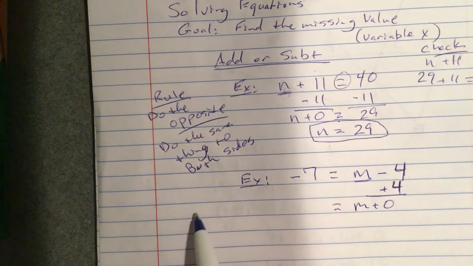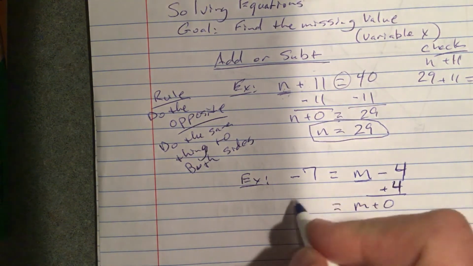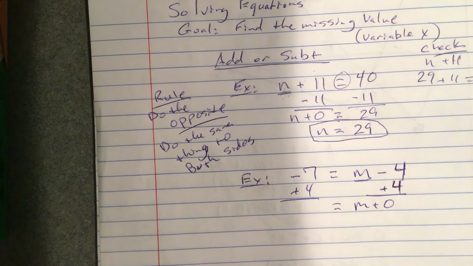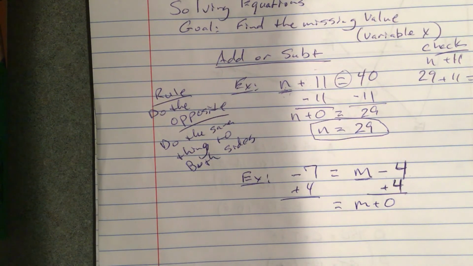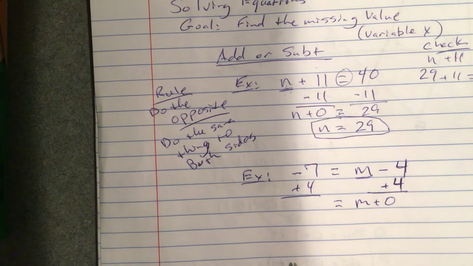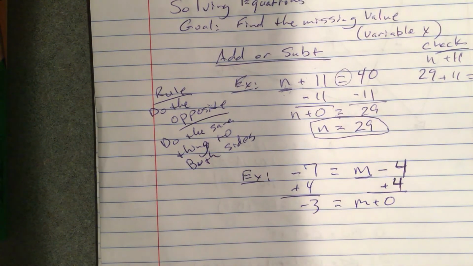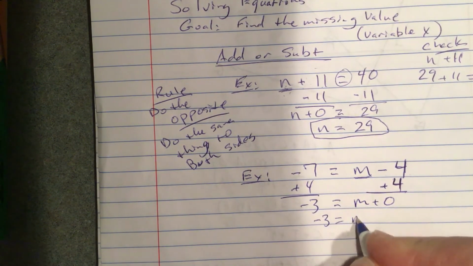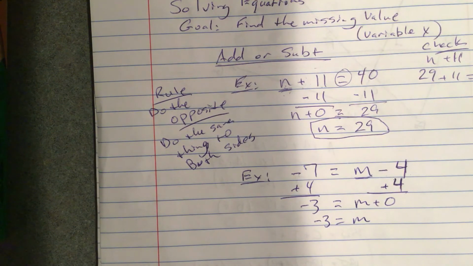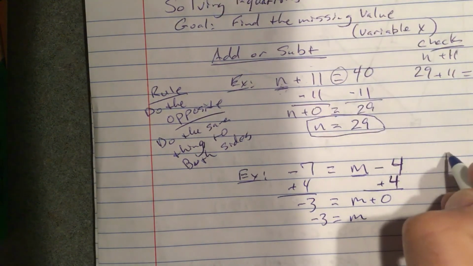Now, again, equation. So we have to do the same thing to both sides. Plus 4, okay? Negative 7 plus 4, okay? Negative 3. So negative 3 is the same as m. Okay? Again, we should be able to check.